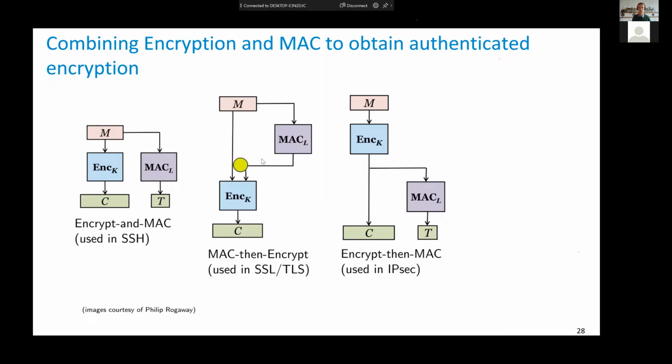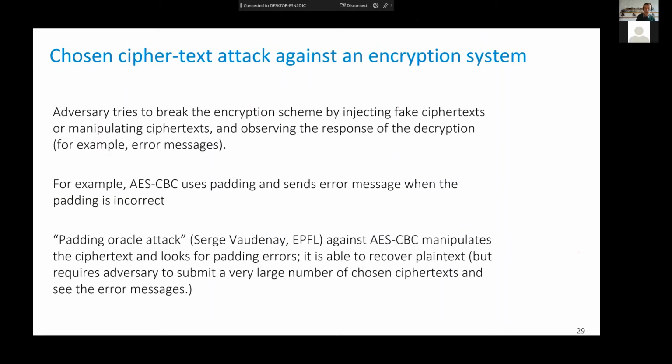Those three combinations have the same property: the receiver needs to have both capital K and capital L to both decrypt and verify. However, there is a problem that some of those combinations are less able to address. It's the problem known as chosen ciphertext attacks against encryption systems here.